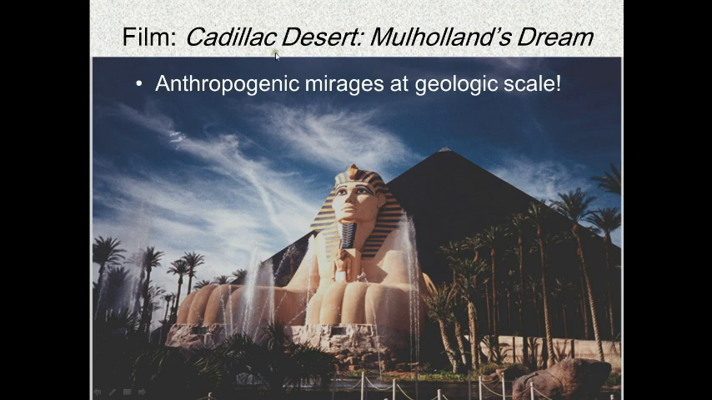There is a film called Cadillac Desert, Mulholland's Dream. It's available on YouTube, which goes into how the water supply for Los Angeles was developed. But in a great many ways, both Las Vegas and Los Angeles are anthropogenic mirages at the geologic scale. They would not exist if we did not pipe in water.